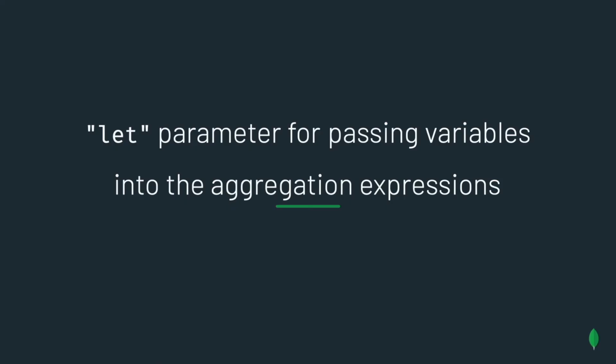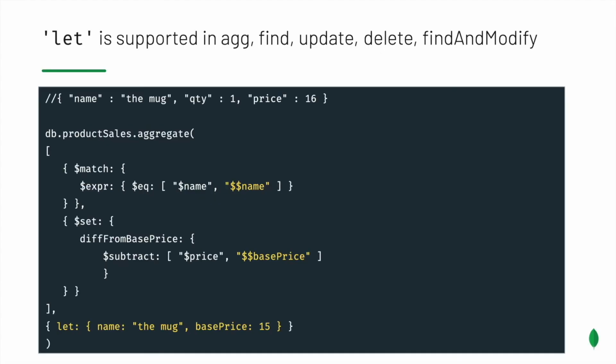Now, I'd like to mention a few other small features, like the new let parameter that can be used to pass variables to your queries. It is supported for all the commands where you can use aggregation expressions like aggregate, find, update, delete, and find and modify. For example, if you have a common query like this, show all the sales of the specific product and calculate the difference of the sale price from some base price. You can parameterize the query values for the product name and base price and have them as variables.